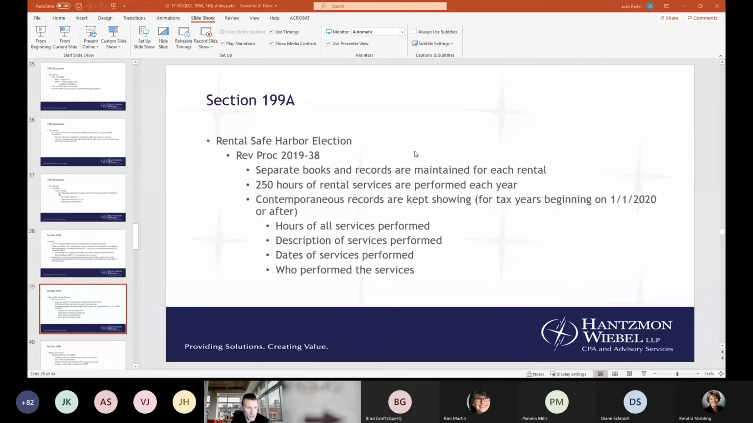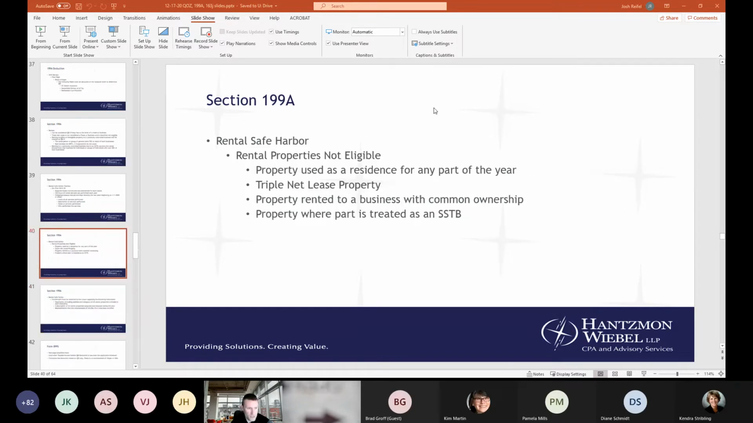There was a safe harbor that came out a few years ago that allowed you to treat rental property as trade or business if it met certain criteria. Criteria was separate books and records are maintained for each rental property, 250 hours of rental services are performed each year, and contemporaneous records are kept showing the hours of services performed, the description, the dates, and who performed the services. So that election is out there. It is not eligible for property used as a residence for any part of the year, like vacation homes, not eligible for triple net lease property, not eligible for property rented to a business with common ownership, and it cannot be used for property where part is treated as an SSTB. So there are restrictions for the safe harbor.